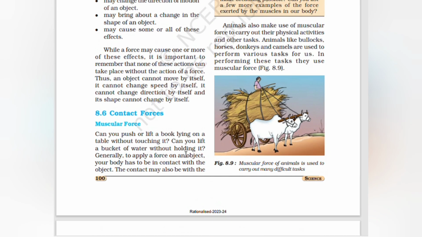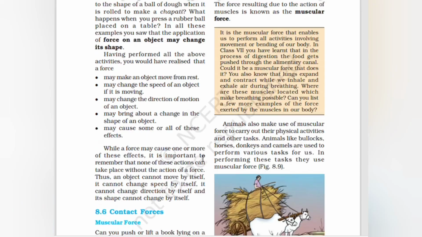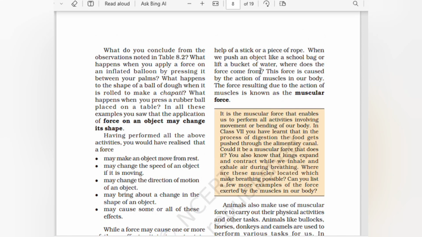Contact forces. Muscular force. Can you push or lift a book lying on a table without touching it? Can you lift a bucket of water without holding it? അതായത് കൈ തൊടാതെ നമുക്ക് ബുക്ക് അനക്കാൻ പറ്റുമോ? അതുപോലെ ഒരു ബക്കറ്റ് അതിനെ പിടിക്കാതെ നമുക്ക് എടുക്കാൻ പറ്റുമോ? Generally, to apply force on an object, your body has to be in contact with that object. നമ്മുടെ ബോഡി എപ്പോഴും ആ ഒബ്ജക്റ്റുമായിട്ട് കോണ്ടാക്ട് ആയിരിക്കണം. This contact may also be with the help of a stick or a piece of rope.